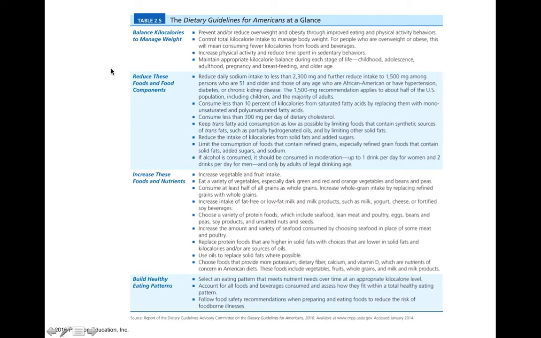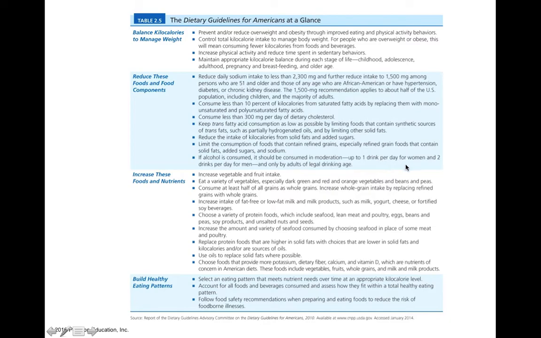Additionally, it's going to tell you to reduce these foods and food components. Reduce your sodium intake to less than 2,300 milligrams. Consume less than 10% of kilocalories from saturated fatty acids. Consume less than 300 milligrams of daily dietary cholesterol. Avoid trans fat consumption. Reduce the intake of kilocalories from solid fats and sugars. Limit the consumption of foods that contain refined grains, especially grain foods that contain solid fats, added sugars, and sodium. And if alcohol is consumed, it should be consumed in moderation.